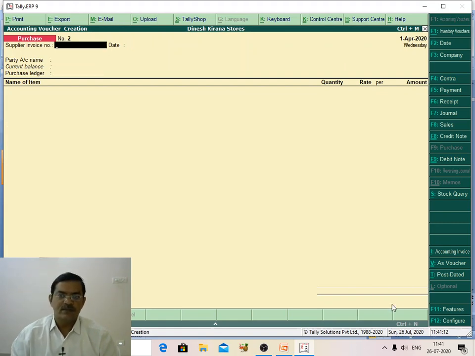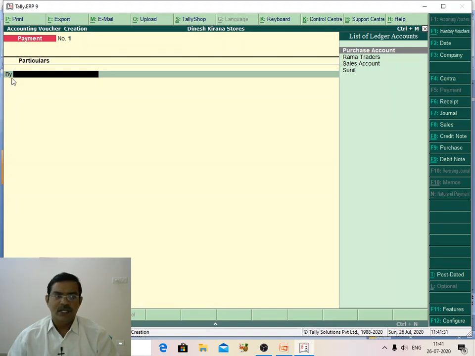So what we can select is the payment voucher. We purchased raw material, we purchased the items. Now we are going to pay the amounts. So it's a payment, right? We can select the payment voucher. You can select F5.